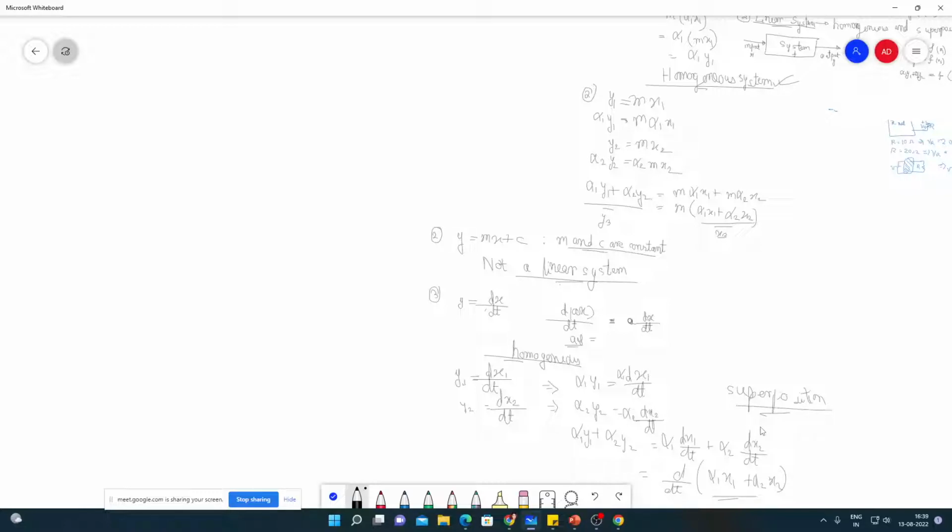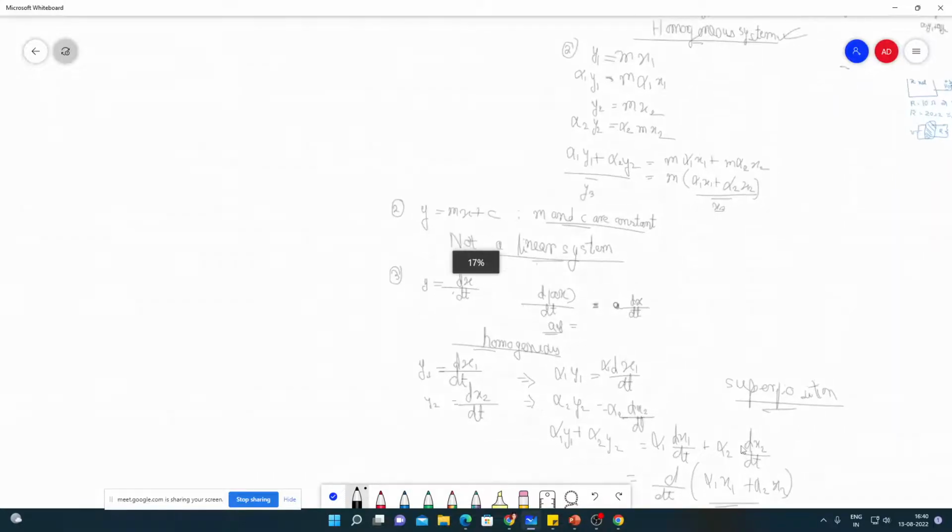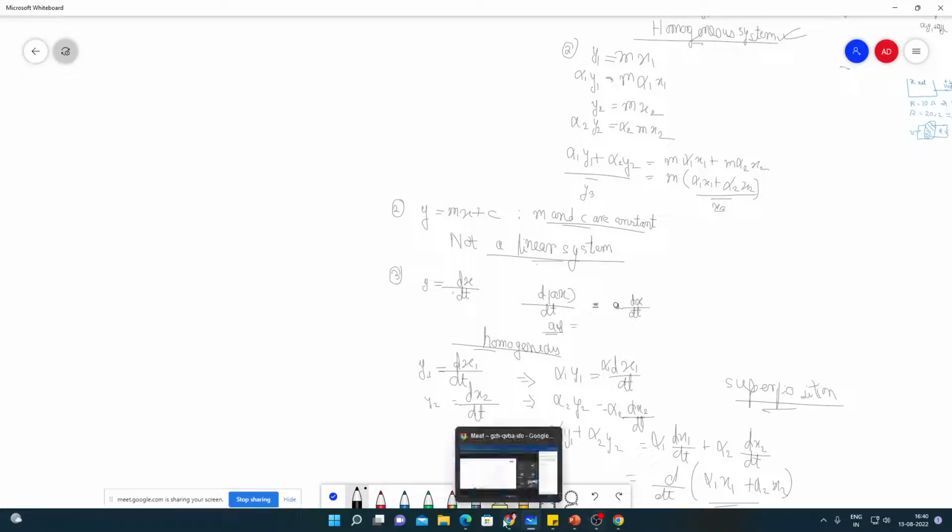So hence it is a linear system. A homogeneous system is something where, when you multiply a scalar quantity at the input, the same scalar quantity is also multiplied at the output. If it's a linear system, it should be a homogeneous system. Along with that, it should also satisfy the property of superposition. Okay, so it's clear now, all?